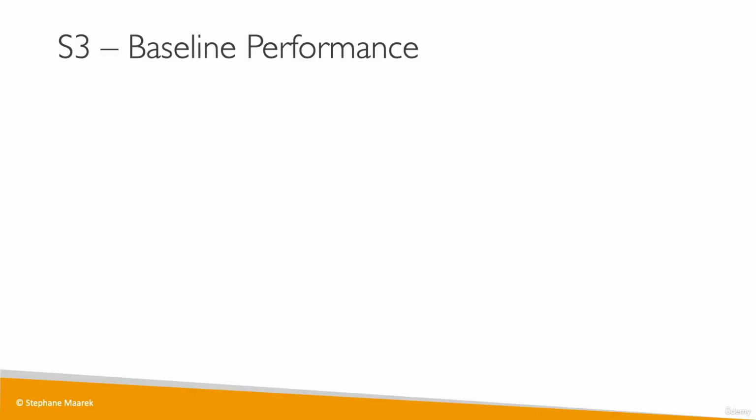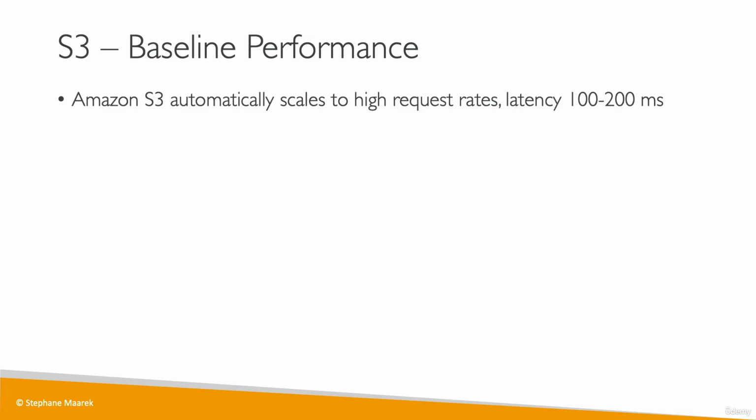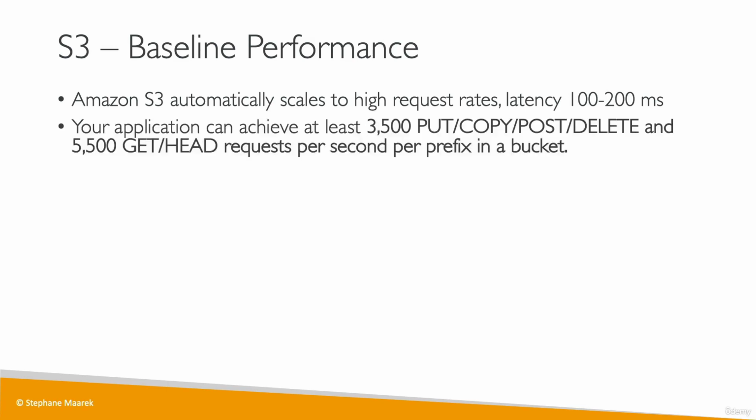So we have to talk about the S3 baseline performance. By default, Amazon S3 automatically scales to a very, very high number of requests and has very, very low latency, between 100 and 200 milliseconds to get the first byte out of S3. So this is quite fast. And in terms of how many requests per second you can get: 3,500 PUT, COPY, POST, DELETE per second per prefix, and 5,500 GET, HEAD requests per second per prefix in the buckets.